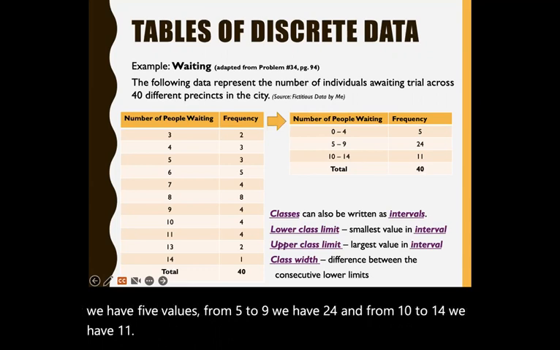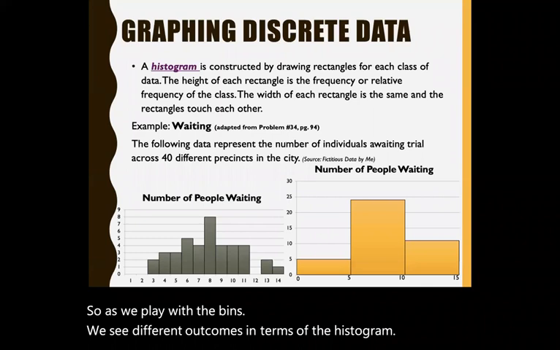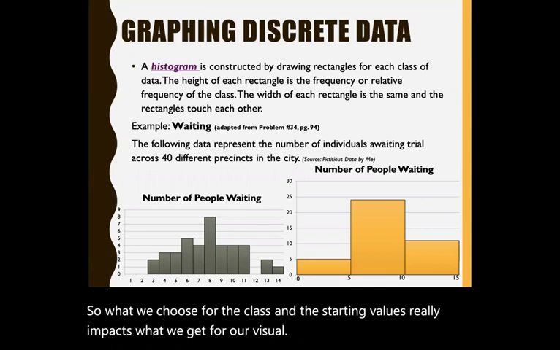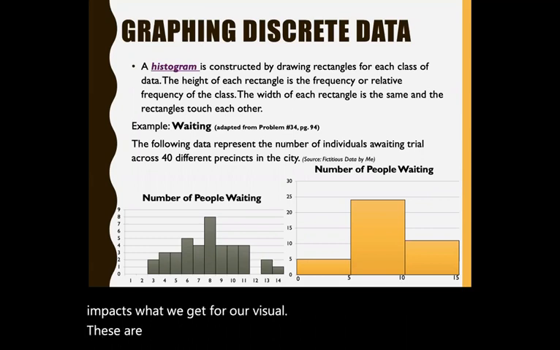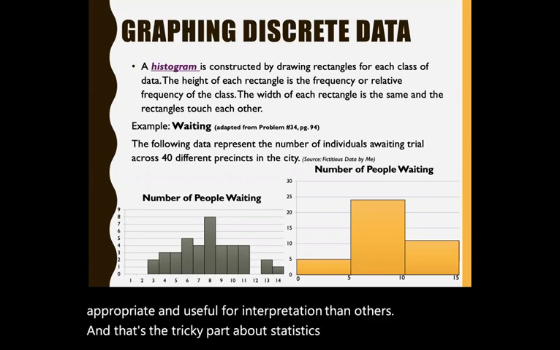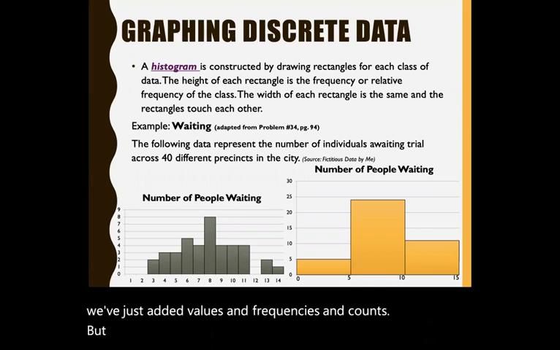So as we play with the bins, we see different outcomes in terms of the histogram. So what we choose for the class width and the starting values really impacts what we get for our visual. These are all mathematically correct, but some might be more appropriate and useful for interpretation than others. And that's the tricky part about statistics. The mathematics is straightforward. We've just added values and frequencies and counts, but the interpretation becomes critical.